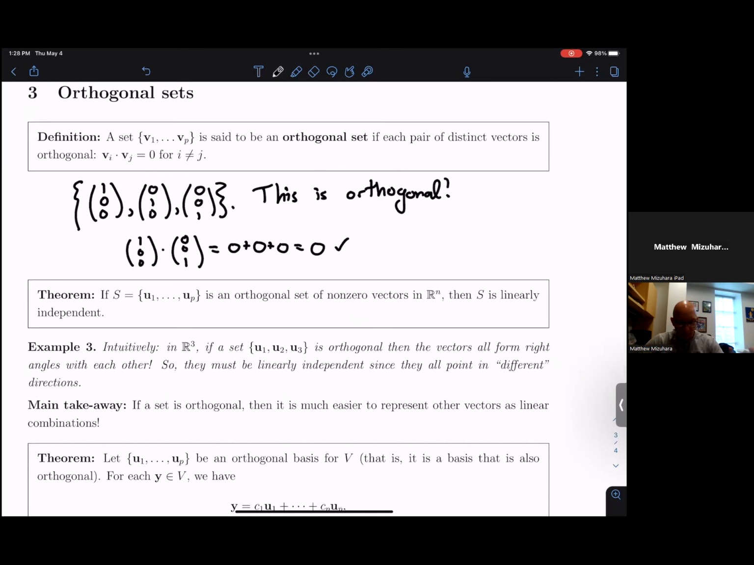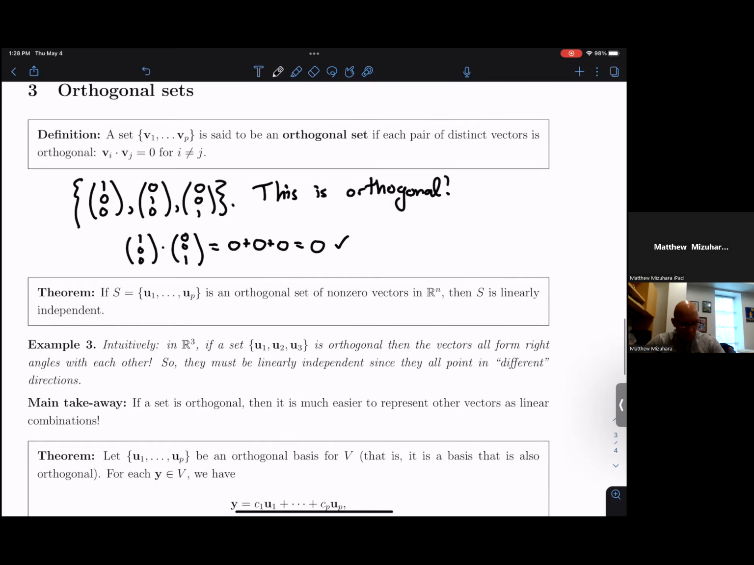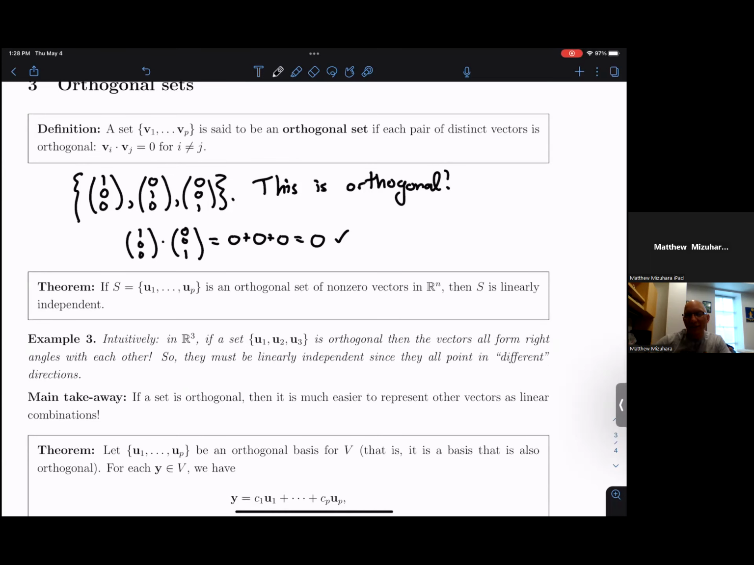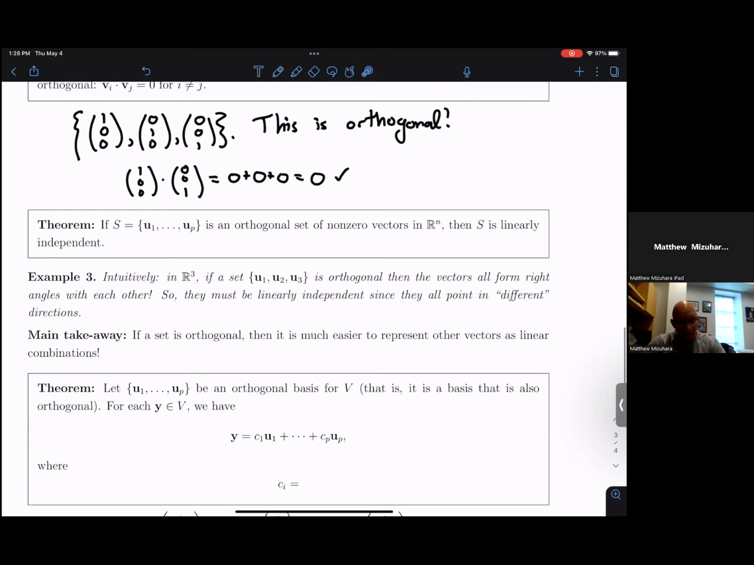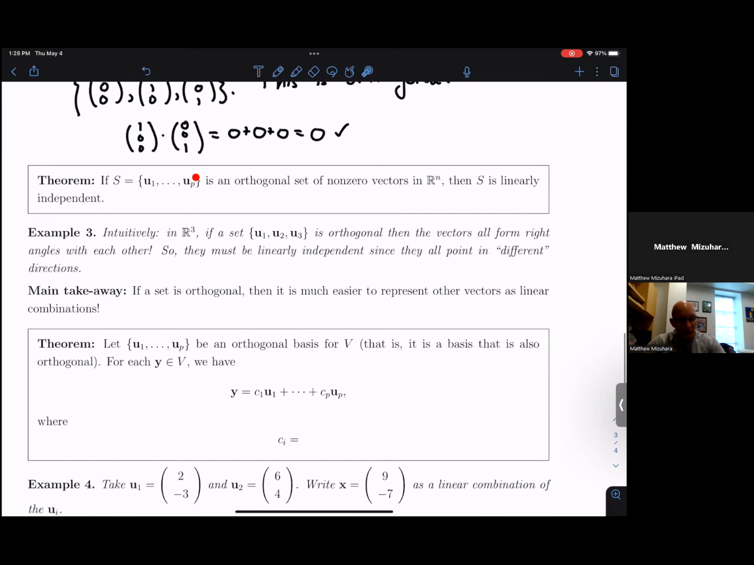Okay, so we have an example of an orthogonal set. Why is it so nice to be an orthogonal set? Well, the takeaway is the last two theorems that are written here. So first, it turns out that if I give you an orthogonal set of vectors, then it is automatically a linearly independent set. That's kind of nice. So orthogonal implies linear independence for free.